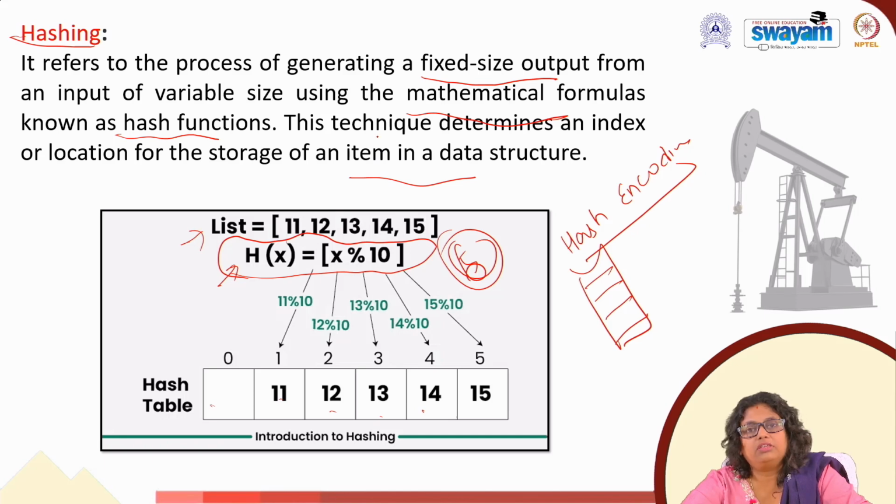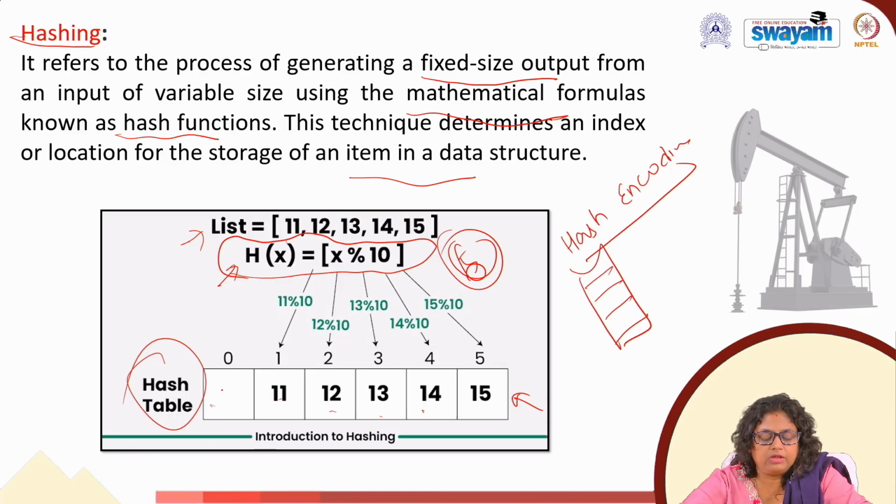So what this technique does is determine an index or location. Here 0 1 2 3 4 5 is the index in my table. The table I mentioned is my hash table, and it has values starting from 0, 1, 2, 3, 4, 5. These are the index values, as in a list when we do zero based indexing.